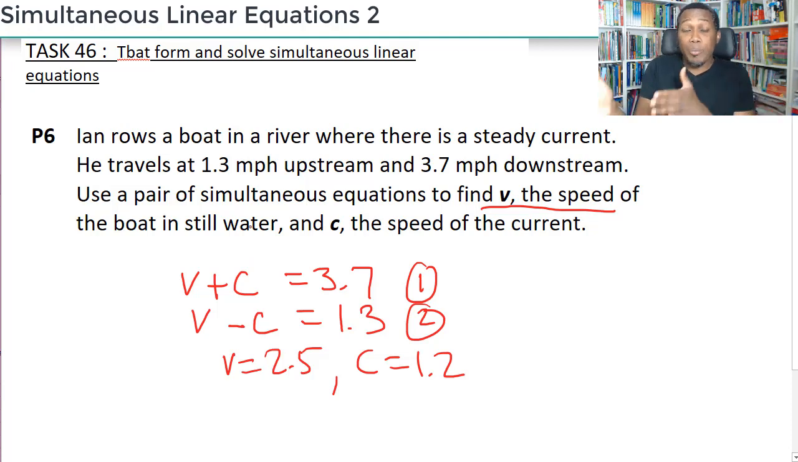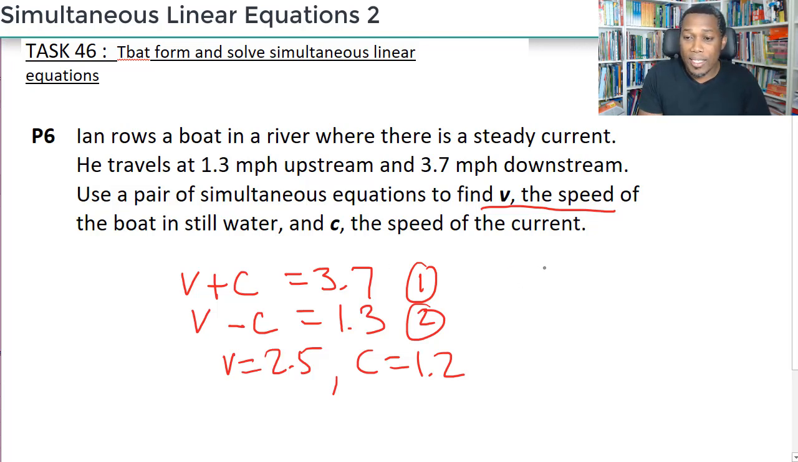When you're going upstream, sorry, I said it the wrong way. When you're going upstream, you're working against the current of the water. So it's your speed, take away the speed of the current, that will give you the overall speed, which is 1.3. When you're going downstream, think you're running down a hill, the current is pushing you down. So there's a real life element of this.